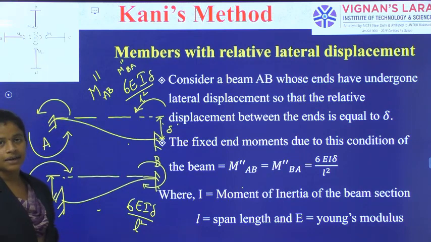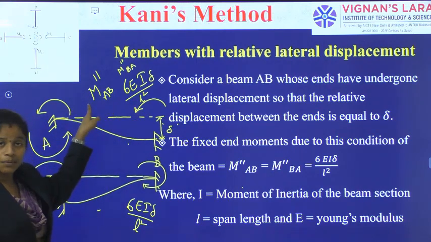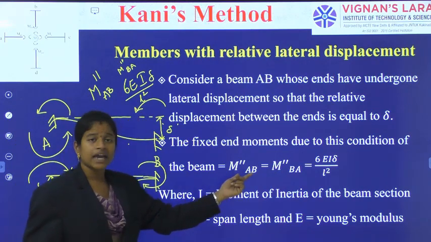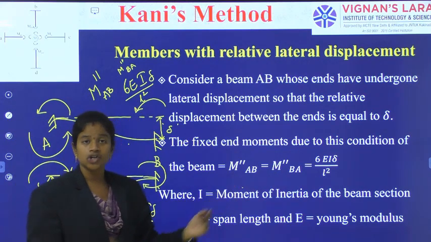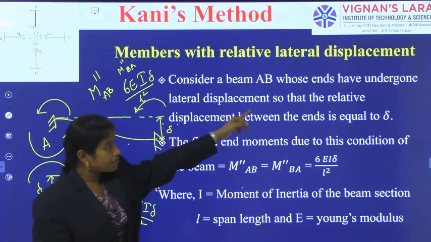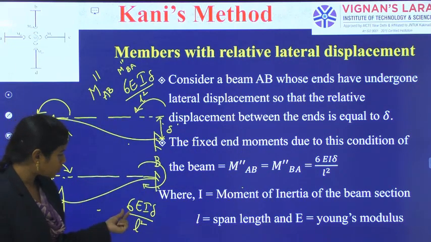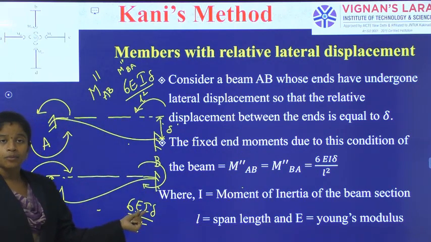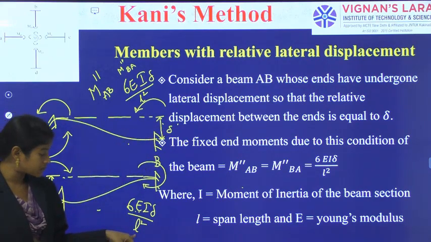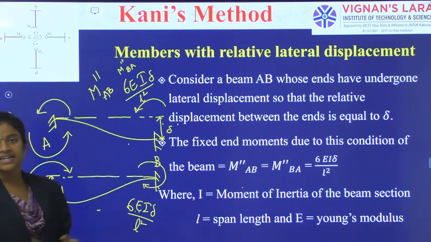Same 6EI delta by L square, okay, but the difference is the direction in which the moment is getting generated. Next, capital I is the moment of inertia of the beam section and L is the span of the particular beam member AB, and capital E is Young's modulus of the material. All the things we know: E, Young's modulus, I, moment of inertia, delta, just now we said that is the relative displacement between the two supports, and L is the length. So this is a known quantity for the given settlement.